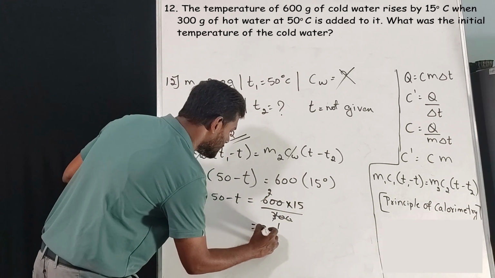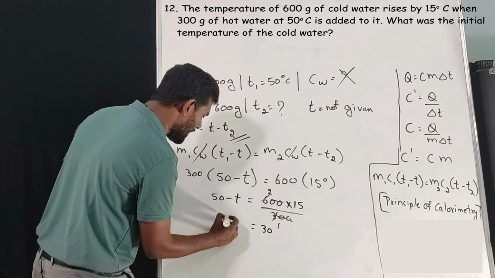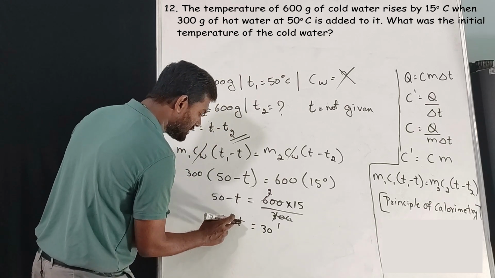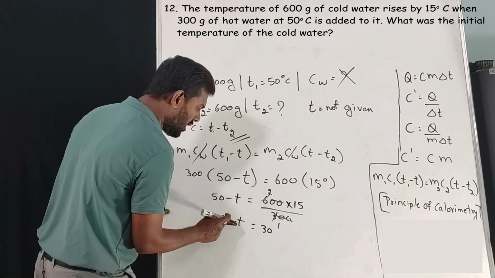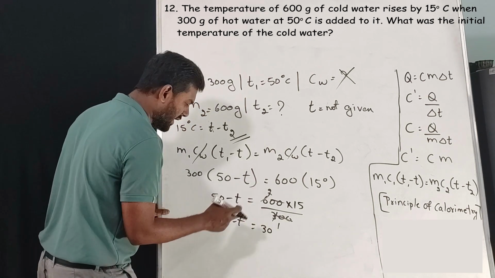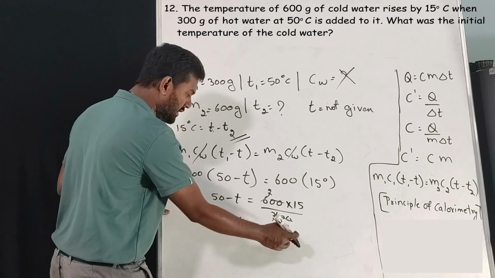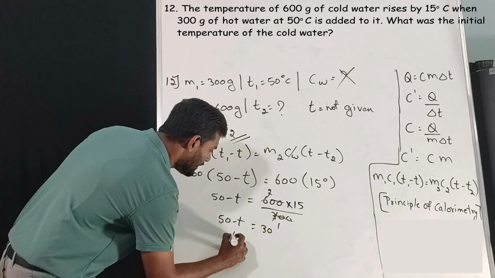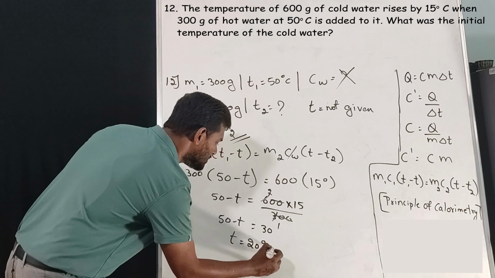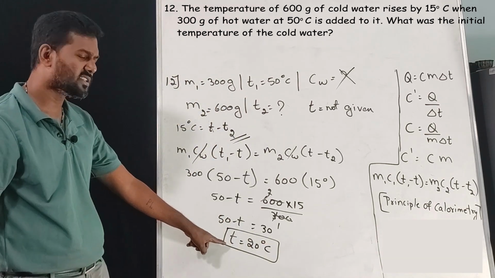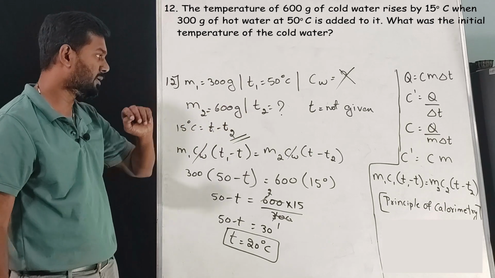So this side is 30, and this side is 50 minus T. If you send this T that side, or you can move anyone, it is fine. I'll move this T because this T has a minus, right? I'll move this one this side, 30 this side, and T will be equal to 20 degrees Celsius. What is this T? This is the final temperature.